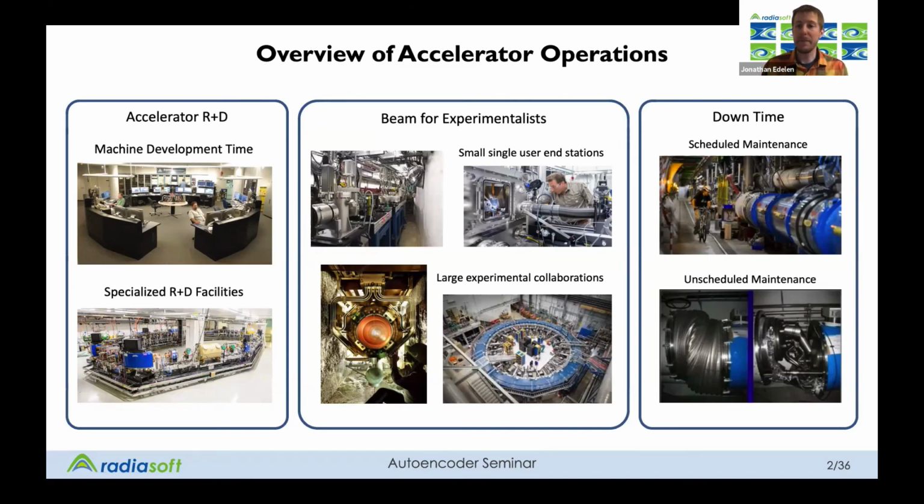And then there's downtime. Downtime can be scheduled maintenance, which is regular repairs to the accelerator, or unscheduled maintenance where something breaks and we need to go in and fix it. So the idea is that if we can improve our diagnostic capabilities and better understand how to detect anomalies, we can minimize the amount of unscheduled maintenance time and try to do predictive fault detection, or understand better when faults are going to occur, so that we can move unscheduled maintenance into scheduled maintenance and maximize the amount of beam time for experimentalists and for accelerator R&D.